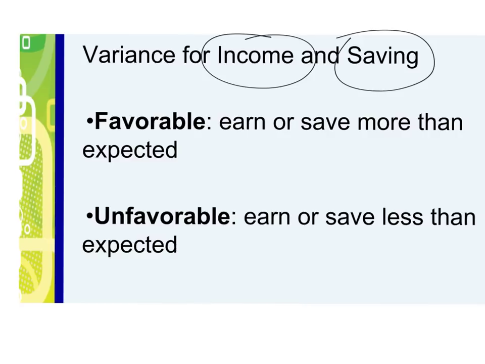If you earn or save more than what you expected, you have a favorable variance, meaning that you have more money to save for the future, or you have some money left over that you can then put into savings or to buy something else. If the variance is unfavorable, meaning that you earn or save less than expected, then you have to figure out what you're going to do in order to meet all of your expenses.